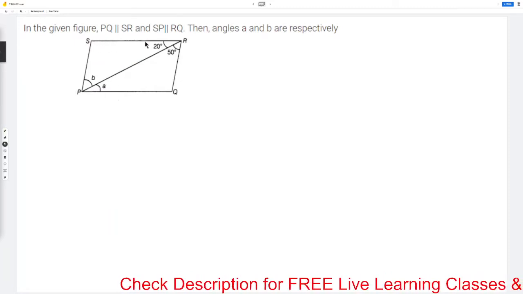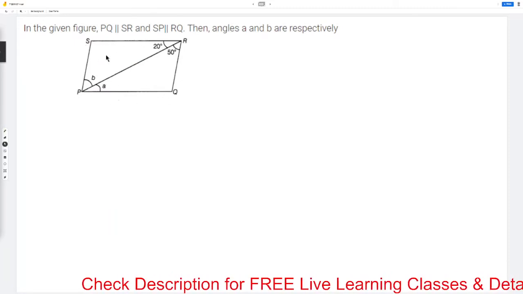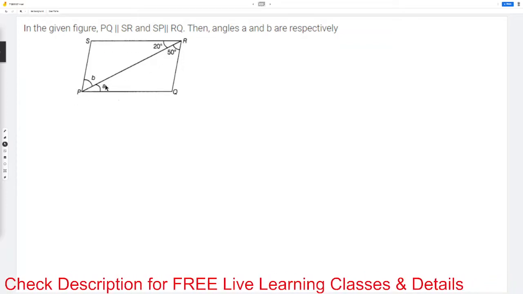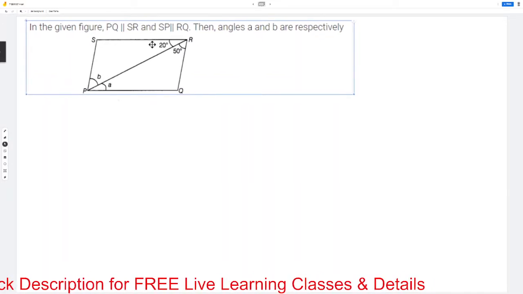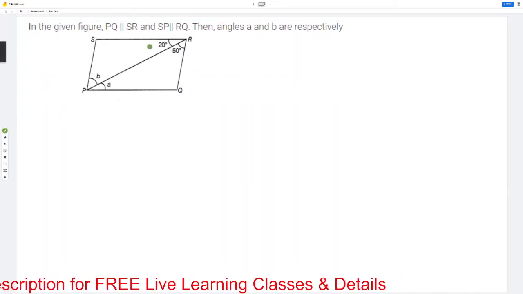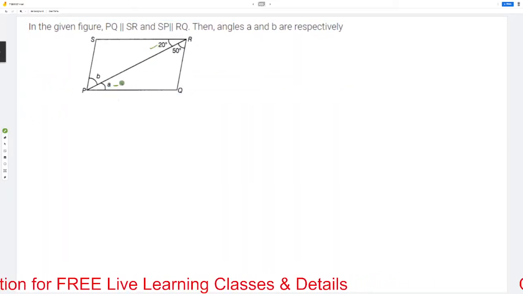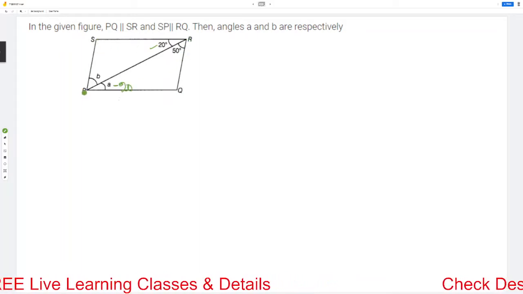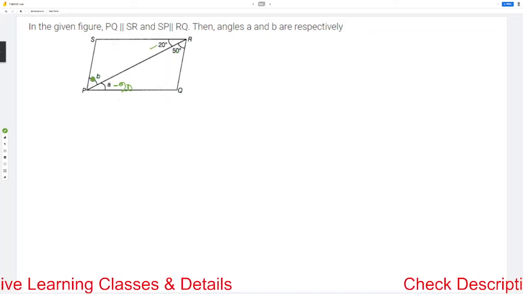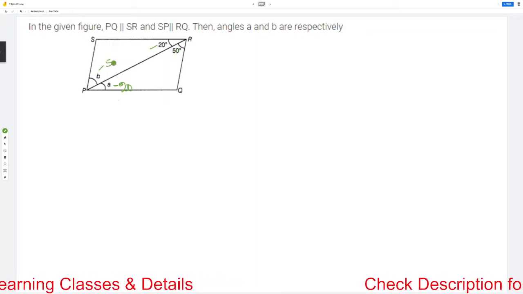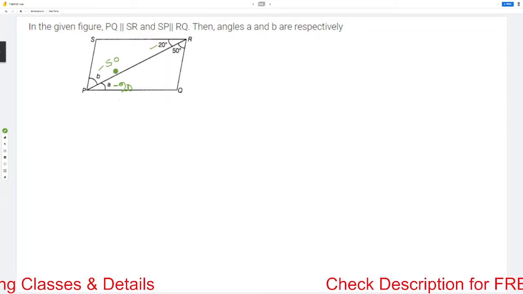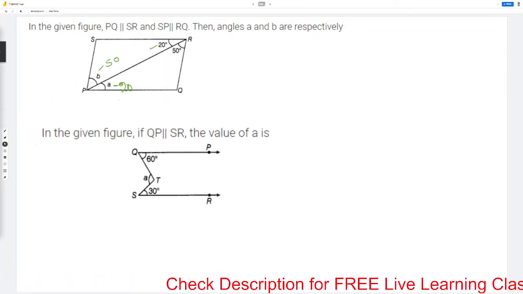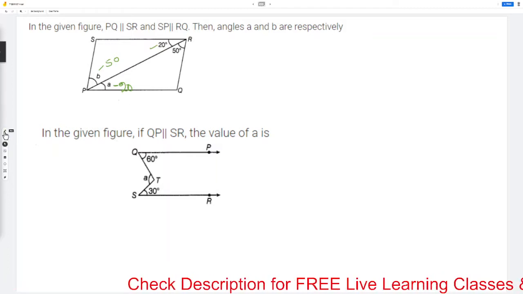This PQ is parallel to SR. So by alternate interior angles, this 20 is equal to this A, so this is 20. Similarly, RQ and SP are parallel, so this 50 and B are equal because of the alternate interior angle. This question is from RS Agarwal.